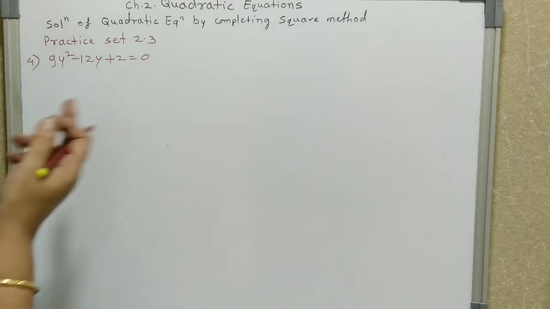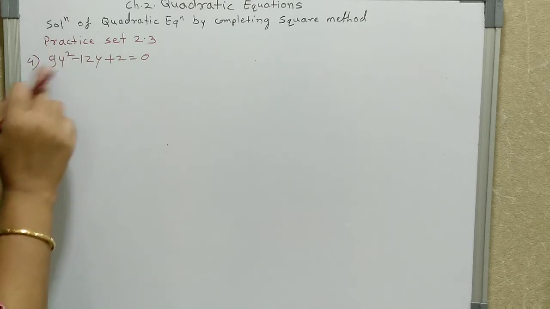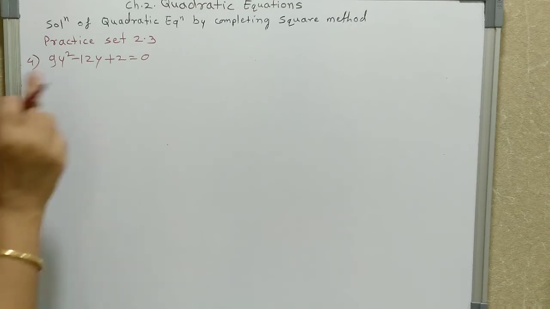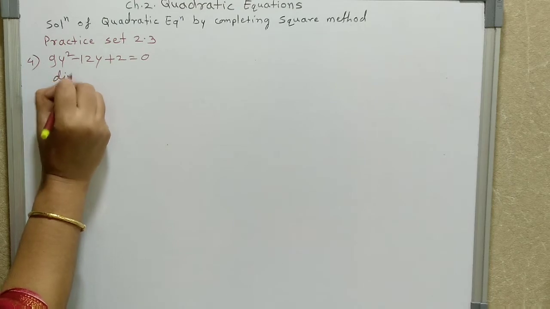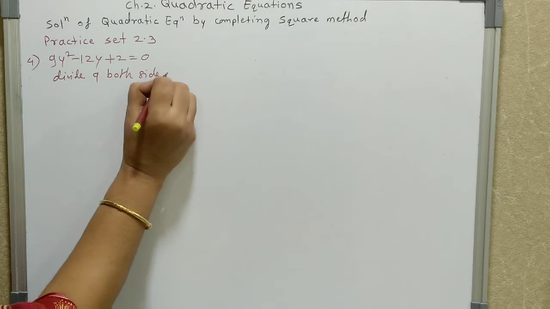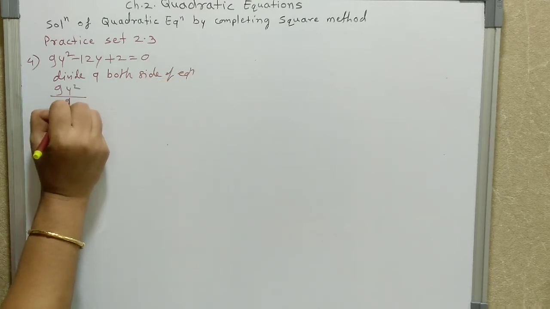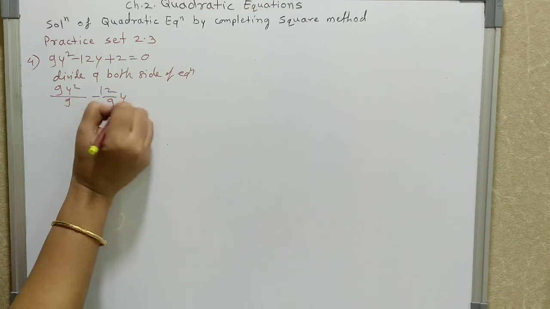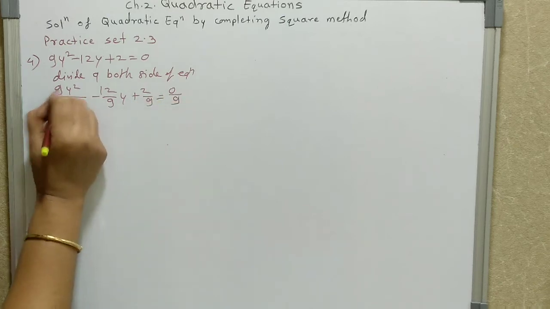Now practice set 2.3, example number 4. 9y square minus 12y plus 2 is equal to 0. Here the coefficient of y square is 9, but we need the coefficient to become 1. So we divide 9 both sides of the equation. So 9y square upon 9 minus 12 upon 9 y plus 2 upon 9 is equal to 0 upon 9. Here 9 cancel.